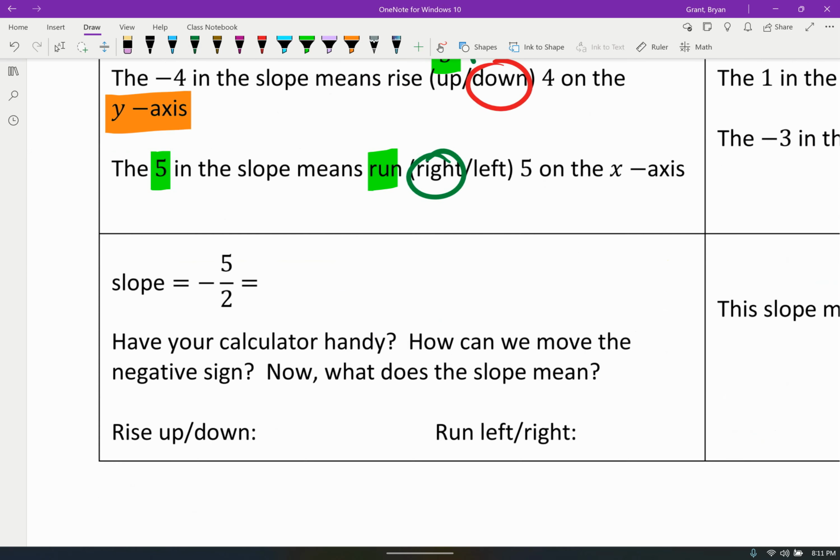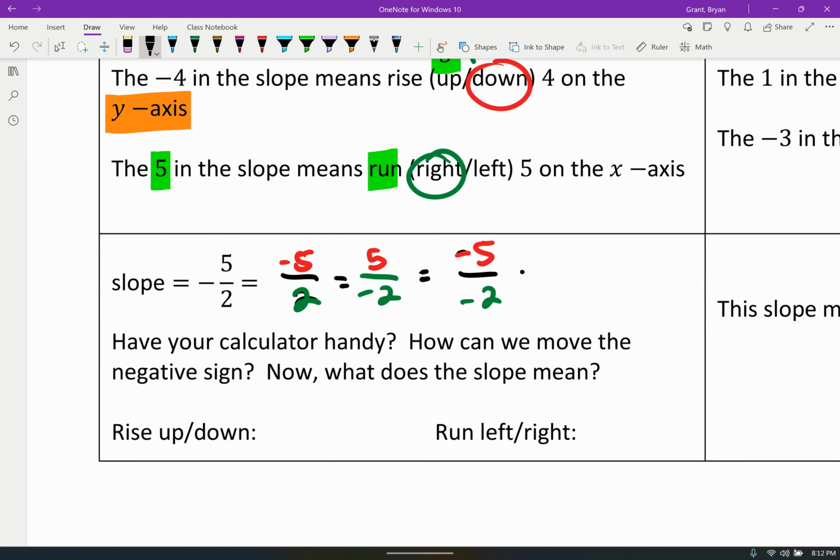Now we have the slope equals negative 5 over 2. Now this one is a little bit tricky because we have a few options here. We could write this as negative 5 over 2. We could write this as 5 over negative 2. Or maybe we could write this as negative 5 divided by negative 2. Right, the negative outside the fraction is a situation we would call ambiguous. We're not really sure where the negative belongs. But luckily, we have our calculator handy.